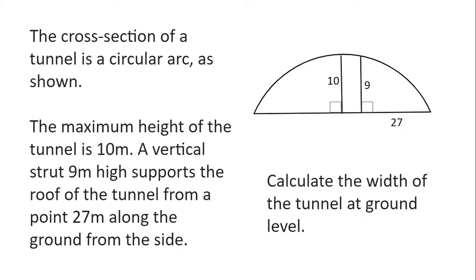The cross-section of a tunnel is a circular arc, as shown. The maximum height of the tunnel is 10 meters. A vertical strut 9 meters high supports the roof of the tunnel from a point 27 meters along the ground from the side. Calculate the width of the tunnel at ground level.